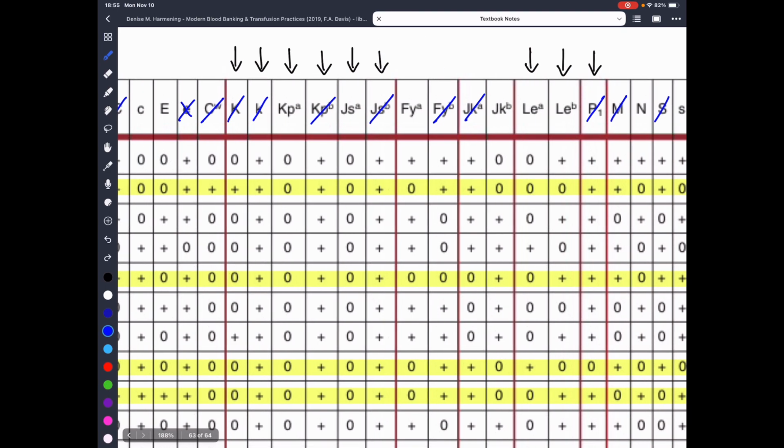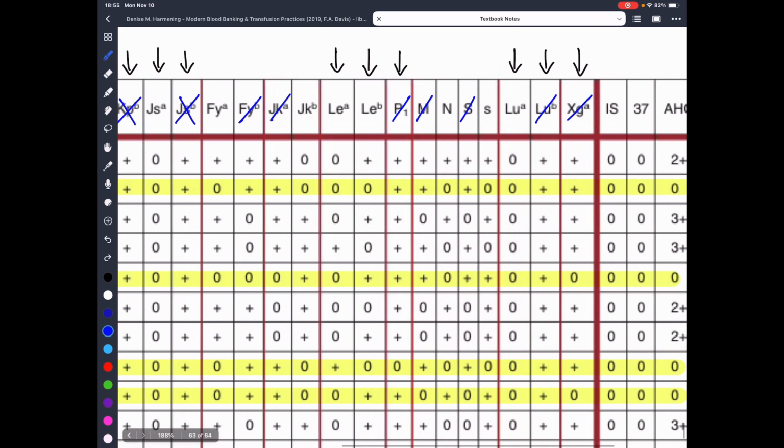And then we have big K, little k. So remember, the arrows means it can be heterozygous or homozygous for the crossout. And here we have homozygous little k, so we can cross out little k again. And then here we have homozygous KPB. We can cross that out. Here we have homozygous JSB. We can cross it out. Here we have no FYA or FYB, so we cannot cross anything out because they're not present on the surface of the red blood cells in this reagent.